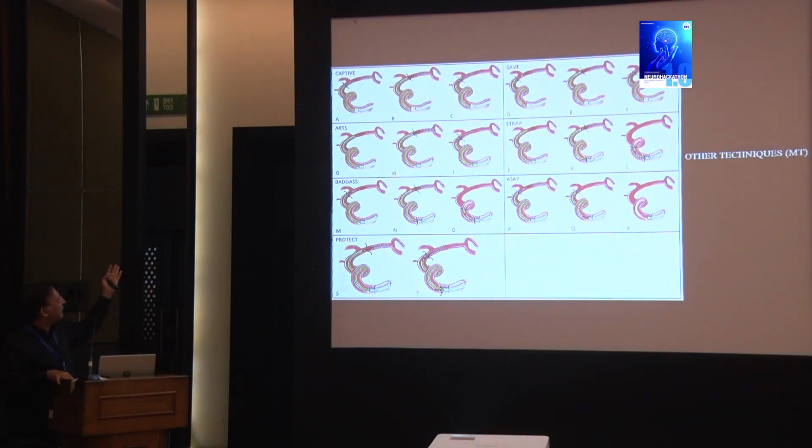There are so many techniques: Captive, ARTS, BADASS, Protect, ASAP, Save, SPAP. Which technique do you use consistently?